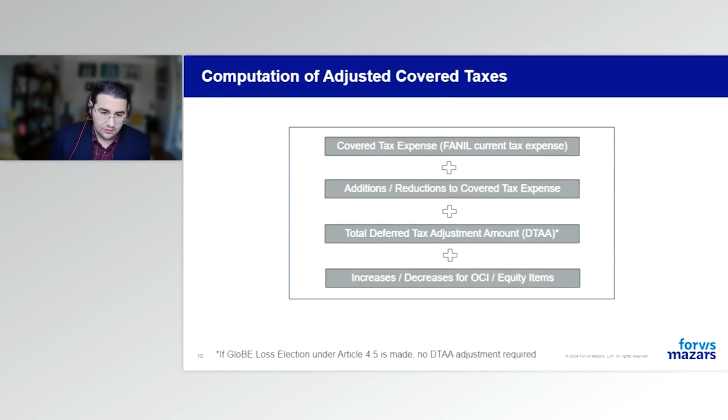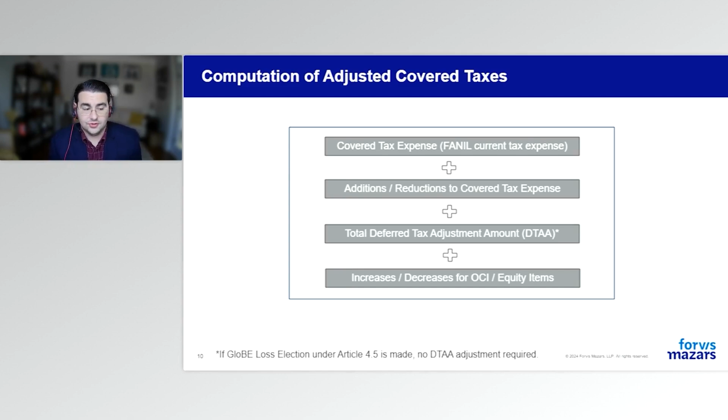But once we figure out our Article 3 GloBE income, we need to understand what is our Article 4 adjusted covered taxes. That math, that answer is dictated by four components. One, what is your covered tax expense, which is generally your FANL current tax expense on the books, right? Then you add any certain additions or reductions to covered tax expense. Here's that component where you talk about current tax expenses where things may never be realized within a certain prescribed period for current taxes. That's where that comes in.